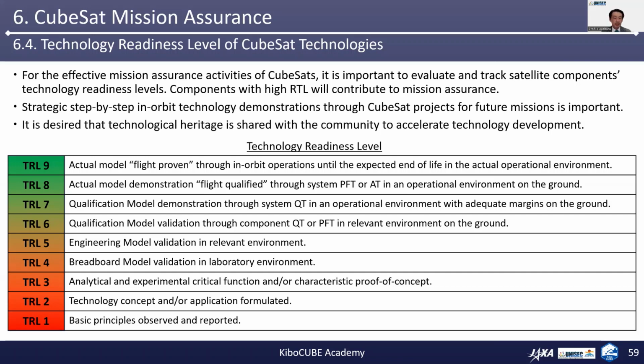RTL 6 is qualification model validation done through component QT or PFT in the relevant environment on the ground. RTL 5 is engineering model validation in the relevant environment. RTL 4 is a breadboard model validation in laboratory environment. RTL 3 is analytical and experimental proof of concept is done. RTL 2 is technology concept and/or application is formulated. And finally, RTL 1 is basic principles are observed and reported.